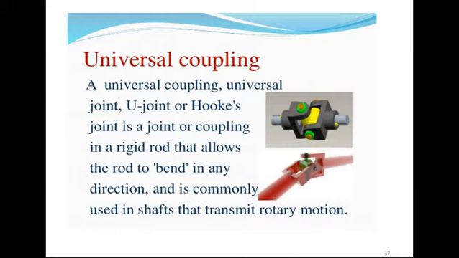A universal coupling is also called a universal joint. It is also called a U-joint or hook joint. It is a joint or coupling in a rigid rod that allows the rod to bend in any direction, and is commonly used in shafts that transmit rotary motion. You will see here we have joined two rods that are not aligned. So by using this universal coupling we are able to join two rods that are not aligned.